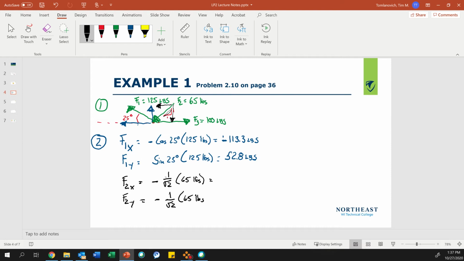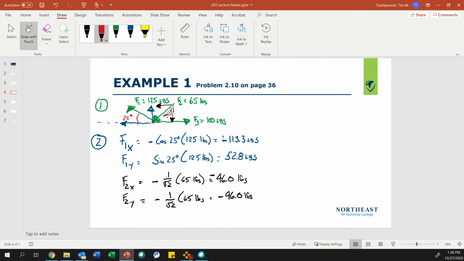Or if I take 1 divided by the square root of 2, that equals 0.707. So if I take the sine of 45, that's 0.707. I get the same thing. 0.707 times 65, that's 45.95, so we're going to say 46.0 pounds, and that's a negative because it's pointing to the left. And then this was also a negative 46 pounds because it's pointing down, the y.